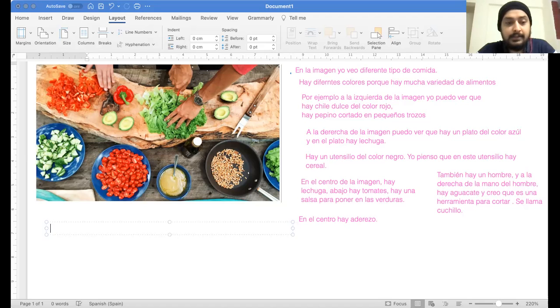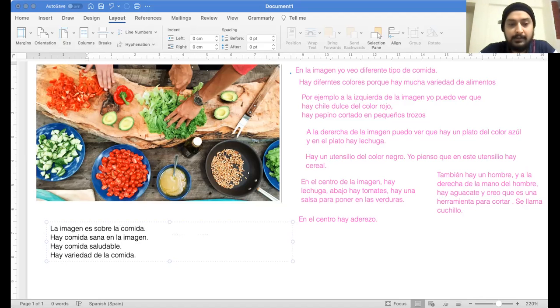So the second part comes: la imagen es sobre la comida. Okay, the image is about food. Hay comida sana en la imagen, or you can also say hay comida saludable. Hay variedad, perdón, hay variedad de la comida. See, and what the man is about to take. So this is the second part, identify the theme or what the image is about.